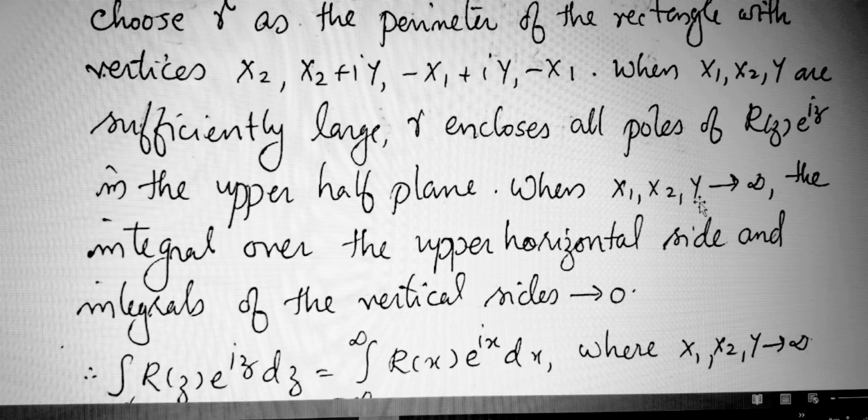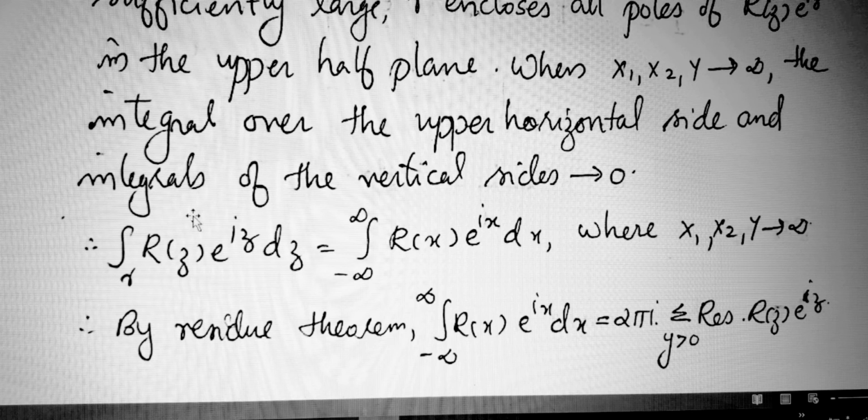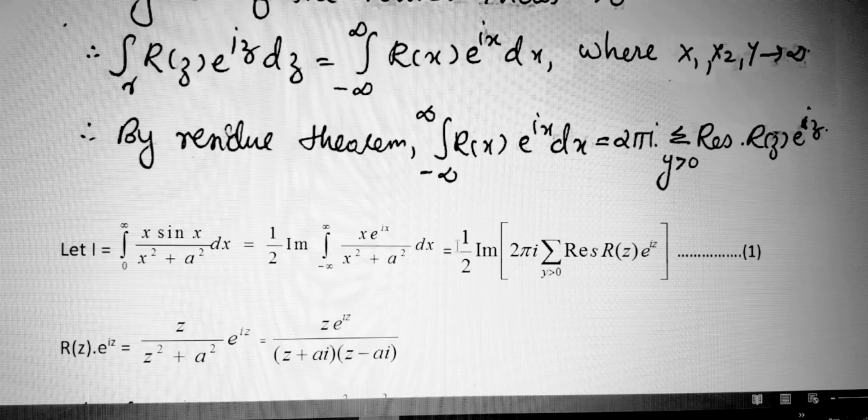When x1, x2 and y tend to infinity, the integral over the upper horizontal side and the integrals of the vertical sides tend to 0. Therefore, integral over gamma r of z into e raised to iz dz equals integral minus infinity to infinity r of x into e raised to ix dx, where x1, x2 and y tend to infinity. Therefore, by residue theorem, integral minus infinity to infinity r of x into e raised to ix is 2 pi i into sigma y greater than 0 residue of r of z into e raised to iz.